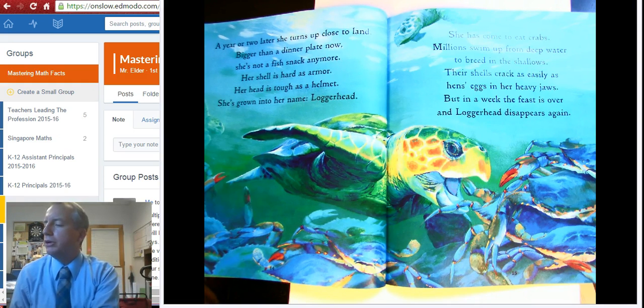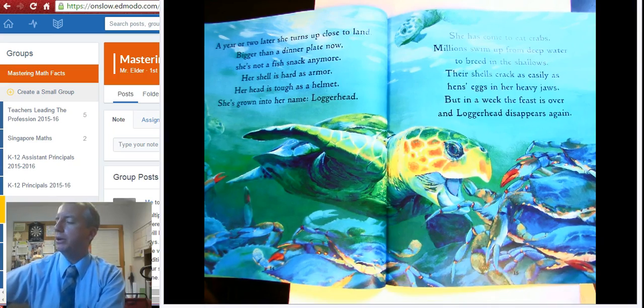She has come to eat crabs. Millions swim up from deep water to breed in the shallows. Their shells crack as easily as hen's eggs in her heavy jaws. But in a week the feast is over, and Loggerhead disappears again.